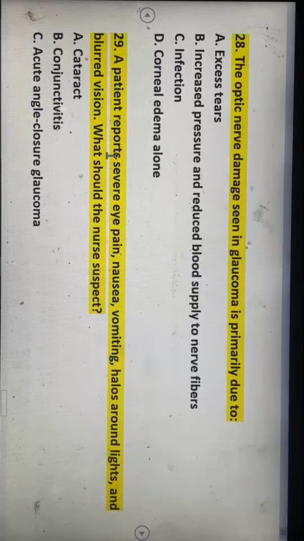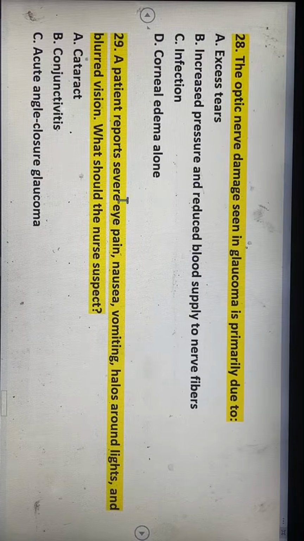A patient reports with severe eye pain, nausea, vomiting, halos around light. This is a likely exam nursing council question, midwifery council question. Don't joke with this question. Now, if you choose presbyopia, you are wrong. If you choose conjunctivitis, you are wrong. Now we have cataract and glaucoma. But there are key, defined, precise terminologies that indicate whether it is cataract or glaucoma.